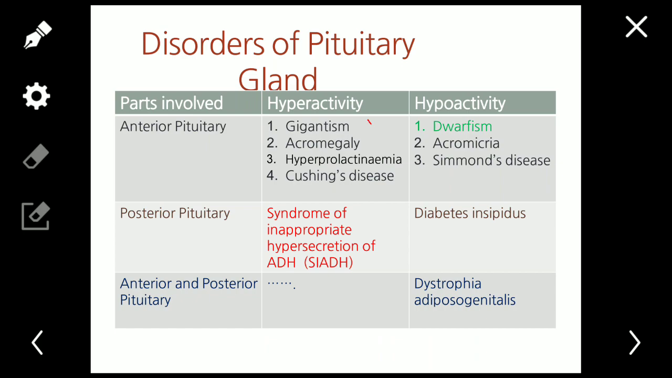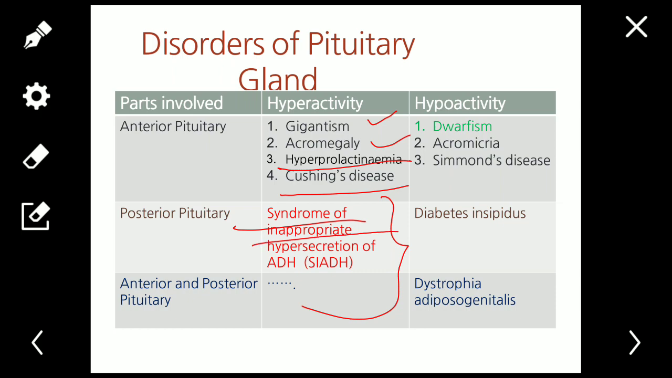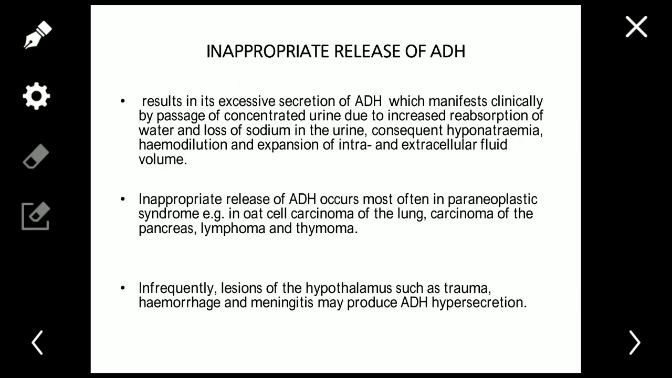So, hyperactivity finished: gigantism, acromegaly, hyperprolactinemia and Cushing's disease. Then next is posterior pituitary hyperactivity, that is syndrome of inappropriate ADH. So, it results in excessive secretion of ADH, antidiuretic hormone, against diuresis. It means which manifests clinically by passage of concentrated urine due to increased resorption of water and loss of sodium in the urine. Consequent hyponatremia, hemodilution and expansion of intra and extracellular fluid volume.